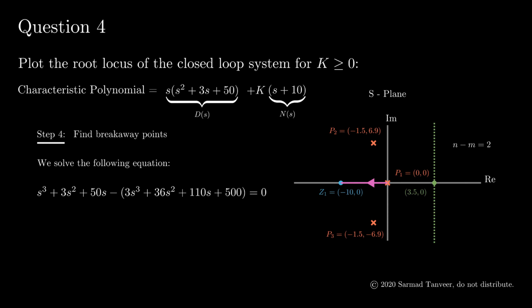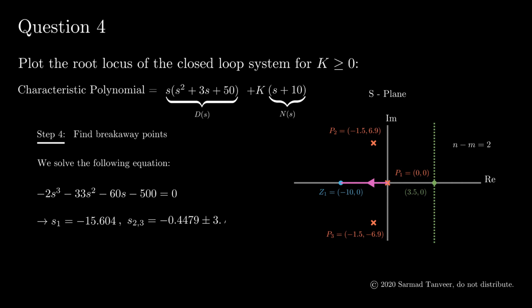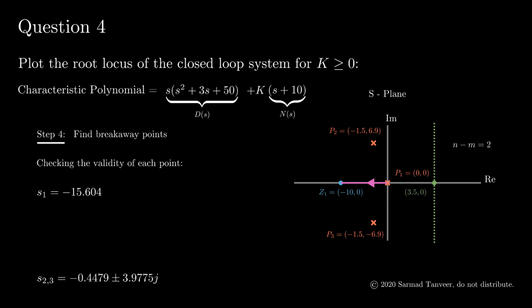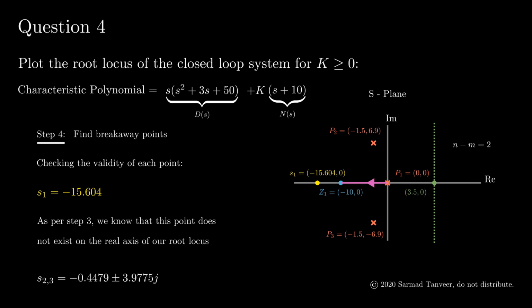Subbing in the relevant values and simplifying the equation brings us to this final expression. Finding the roots of the equation returns the following values. Let's check if these points are valid candidates for being breakaway points. In the case of S1 equal to -15.604, we can plot it and see that our root locus does not actually exist at this point on the real axis. This means S1 is not a valid breakaway point and can be ignored.